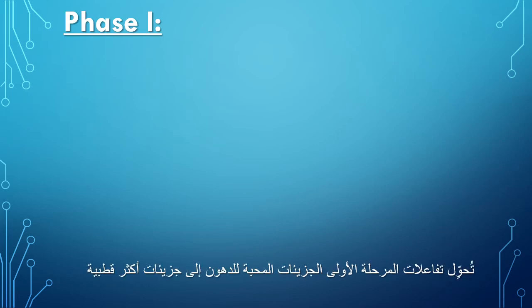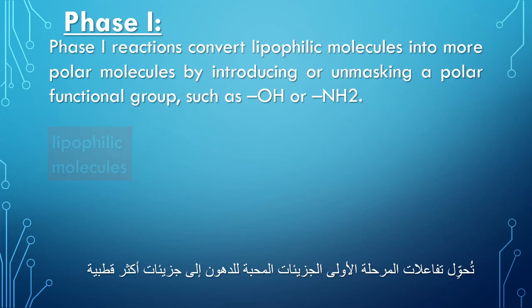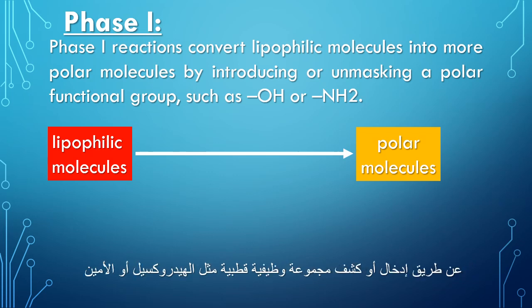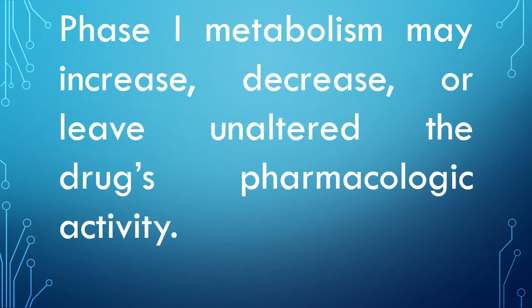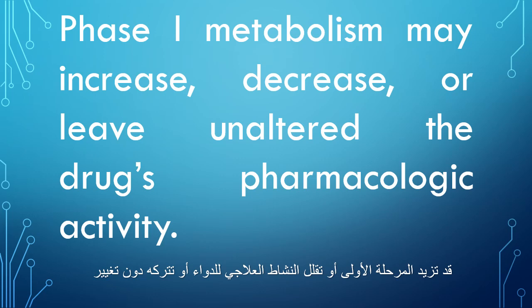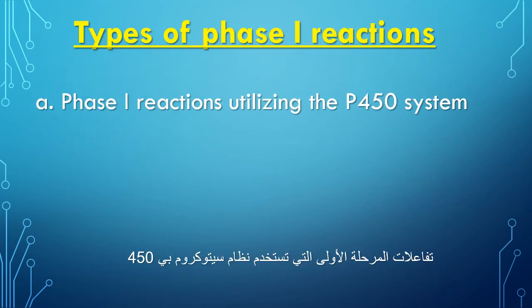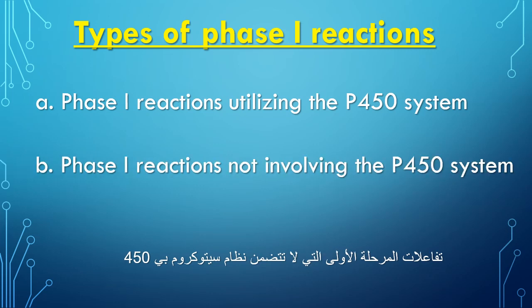Phase 1. Phase 1 reactions convert lipophilic molecules into more polar molecules by introducing or unmasking a polar functional group, such as hydroxyl or amino. Phase 1 metabolism may increase, decrease, or leave unaltered the drug's pharmacologic activity. Types of phase 1 reactions: phase 1 reactions utilizing the P450 system, and phase 1 reactions not involving the P450 system.